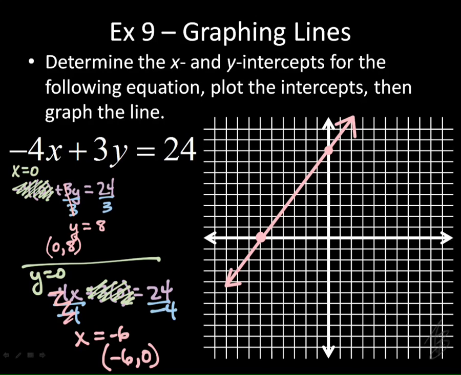And we're done. So what we just did here is something that we had to make a whole function table for last week. And now what we're doing is just finding 2 points. We find where it crosses the y-axis, we find where it crosses the x-axis by using zeros, and we're done. That's all you have to do. So let's do one more.